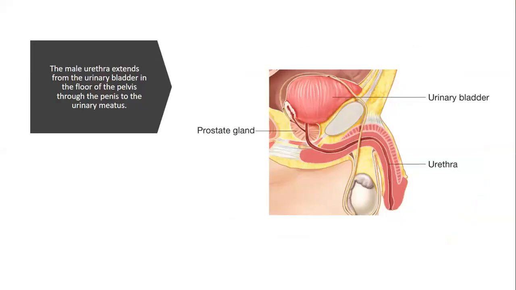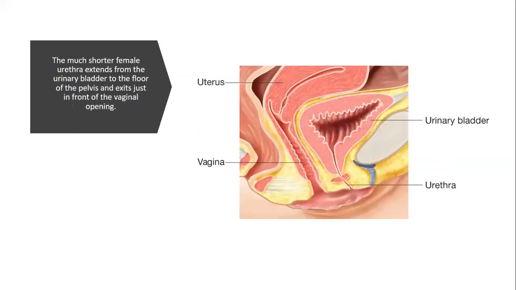The male urethra extends from the urinary bladder, or the bladder neck, in the floor of the pelvis through the penis to the urinary meatus, about 8 inches long. The shorter female urethra extends from the bladder neck to the floor of the pelvis, just in front of the vaginal opening.